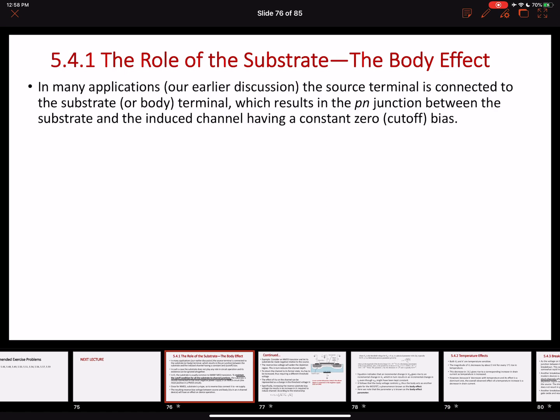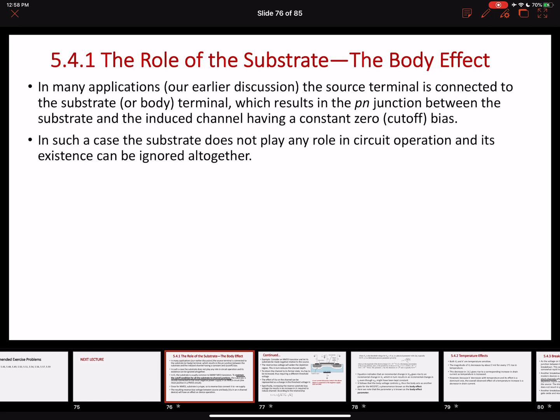So what's the next step? What will happen when we connect the body to the source and ground it? It will reverse bias, or cut off, the substrate and the induced channel junction. So when we did that in all of our earlier lectures and discussions, we saw that the body was completely ignored because it does not have any effect on the operation of the MOS transistor.